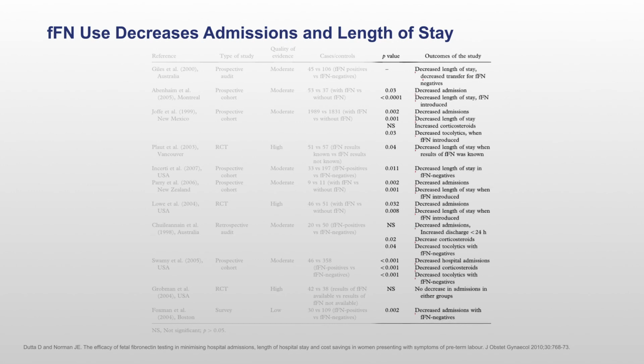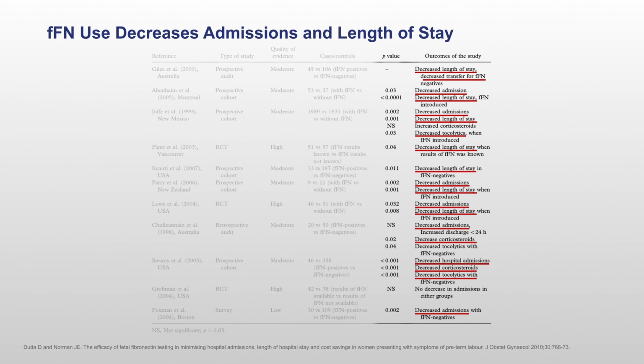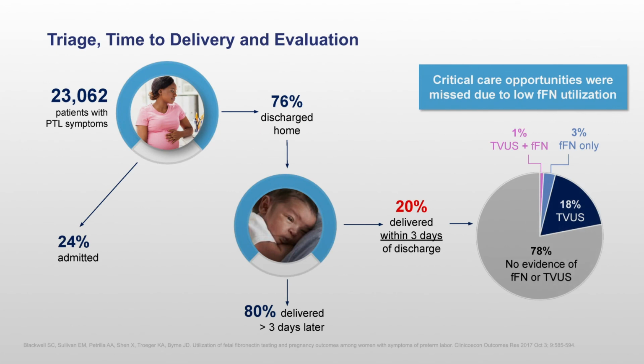And all of the studies highlighted in red identifying a negative fibronectin showed to us that there's a decreased amount of moms that need to be admitted to the hospital, and they also had a decreased length of stay. This is an incredibly important study by Sean Blackwell, former president of the Society of Maternal-Fetal Medicine.